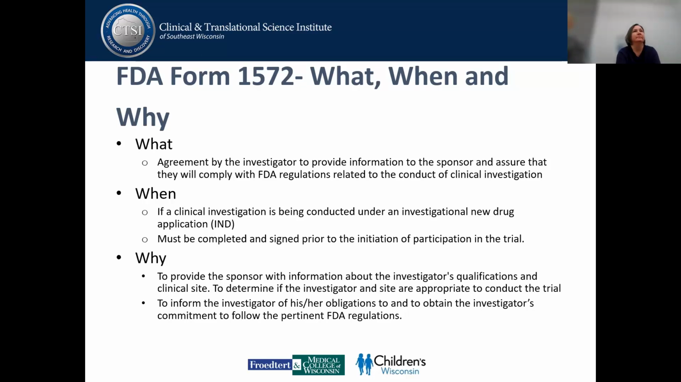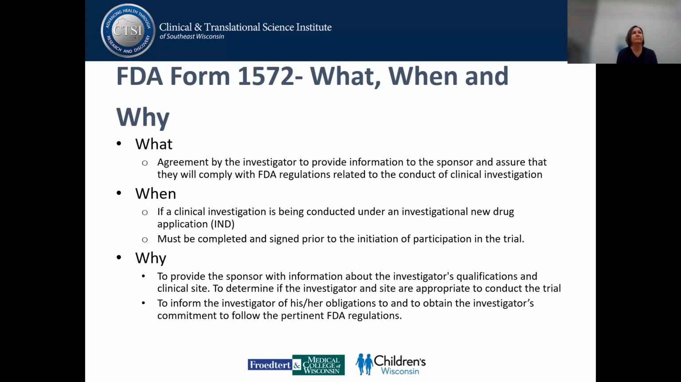So first of all, the FDA Form 1572: what, when, and why is it? It is an agreement by the investigator to provide the information to the sponsor and ensure that they will comply with the FDA regulations related to conduct of clinical investigation. So it is a legally binding contract, more or less, between the investigator and the sponsor, or the sponsor and the FDA, excuse me. And when is it used? If the clinical investigation is being conducted under an investigational new drug application, or an IND. If the trial is IND exempt, or if it is using an investigational device, or if it's any other research that doesn't have an IND, the 1572 form is not required. And it must be completed and signed prior to the initiation of the participation in the trial.